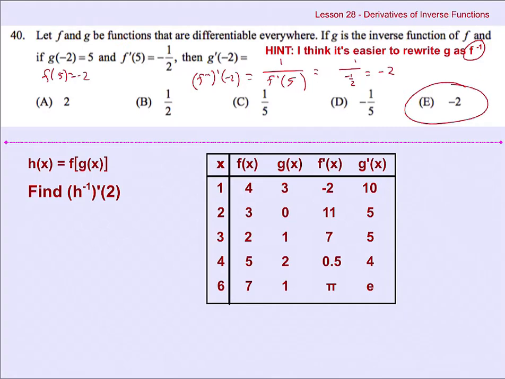We'll do another couple of examples until you get the hang of it. Remember, feel free to rewind and watch again, if that'll help. So h of x is f of g of x. We want to find h inverse prime of 2. Well, in order to do that, we need to find h inverse of 2.